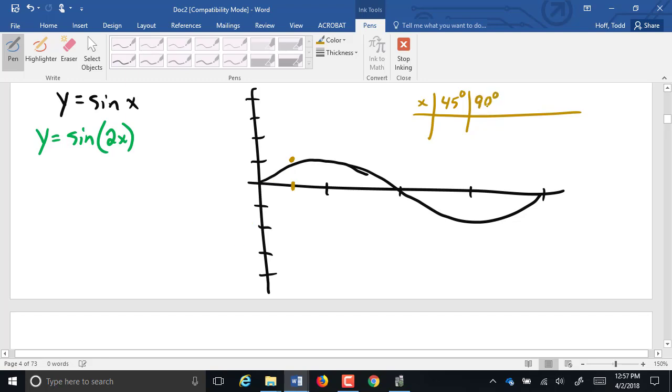At 90 degrees, x is going to be 90. What's 2 times 90? 180. It's going to act like 180 degrees, which is going to be right there. If I kept going at 180 degrees, it's going to act like it's at 360. So notice in the normal span of a single cycle, it makes 2 cycles. This is called the frequency.